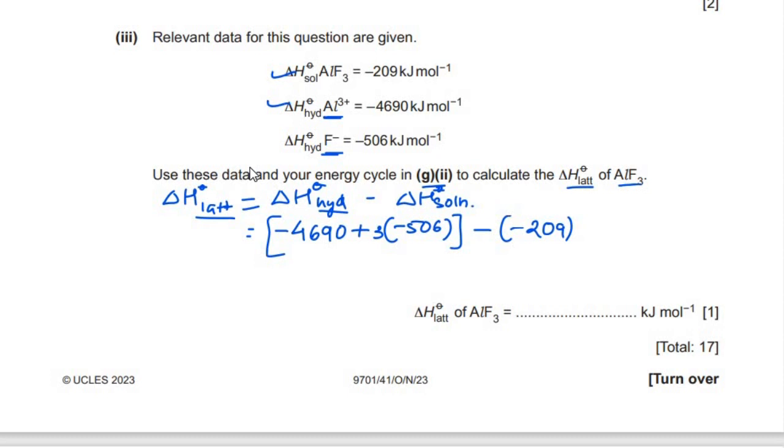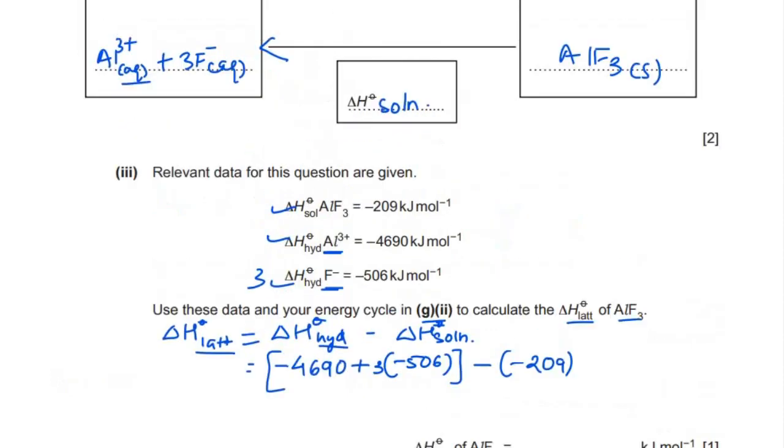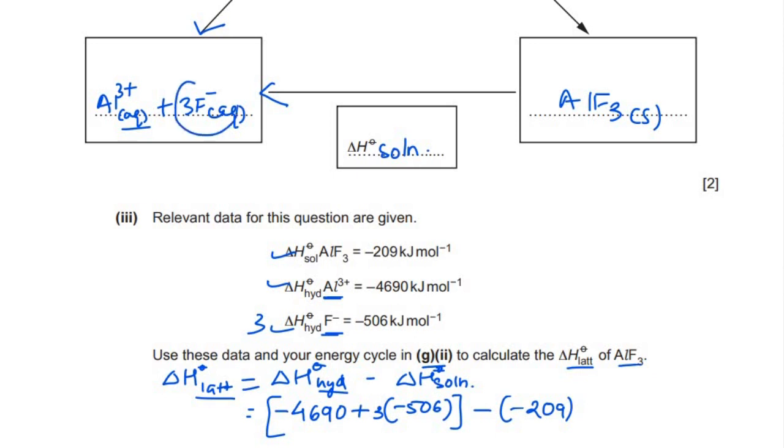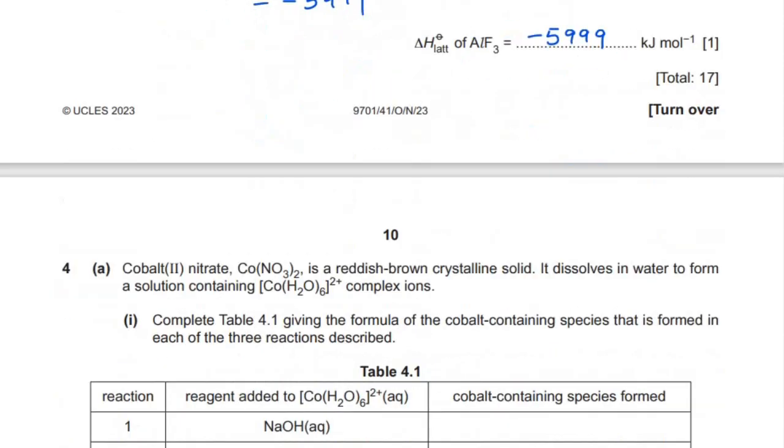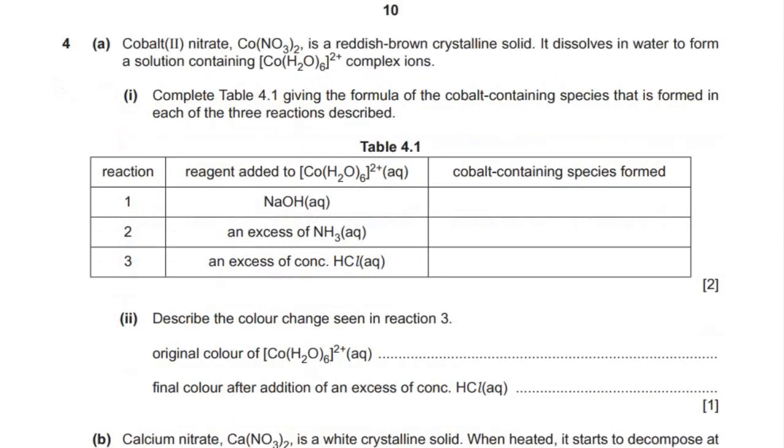Hydration, we have considered both the ions, and fluoride we have multiplied by 3 because we have taken 3 fluoride ions. So this is how we substitute the values and calculate the answer for lattice energy, and the answer is minus 5999. So that's how we are going to write it, minus 5999 kilojoules per mole. Here ends the question 3. Let's go ahead with the question 4 also.